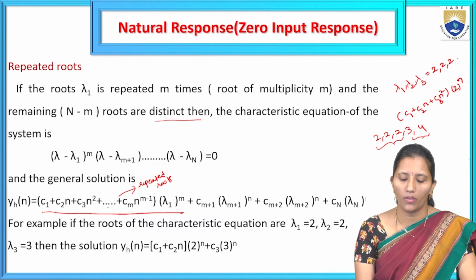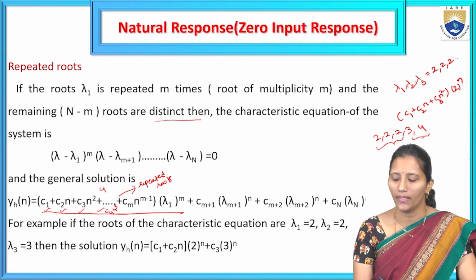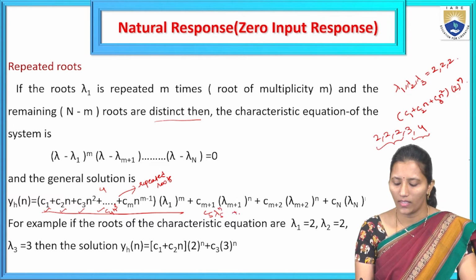If we have 4 repeated roots, we will get 4 constants c1, c2, c3, c4. If we have 5 roots, we will get c1, c2, c3, c4, c5. Suppose I have 4 repeated roots, up to c4 n cube I will get here, and then the next root gives c5 into lambda 5 whole power n and c6 into lambda 6 whole power n.